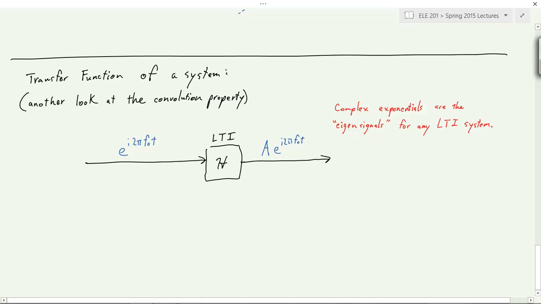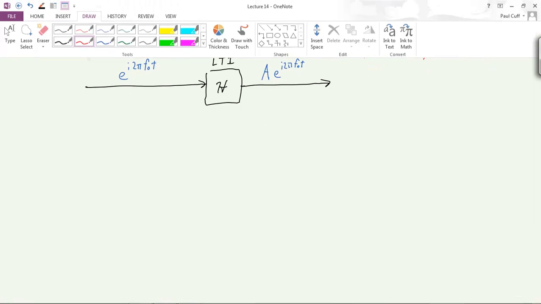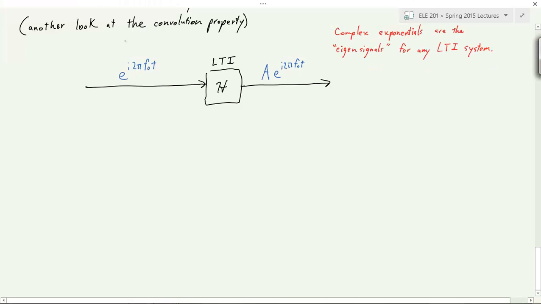Okay, so let's both prove this and figure out what A is. Now A can depend on the particular eigensignal, so it depends on the frequency. All we know is convolution. Let's plug it in.